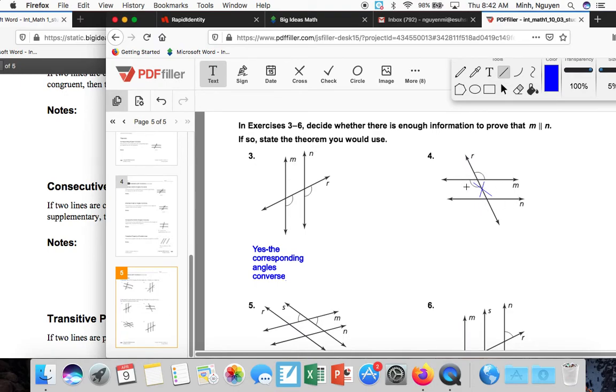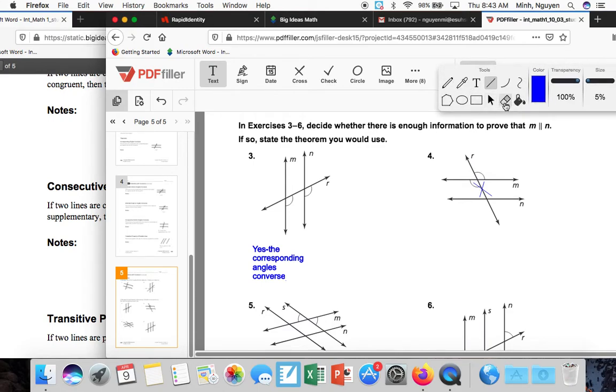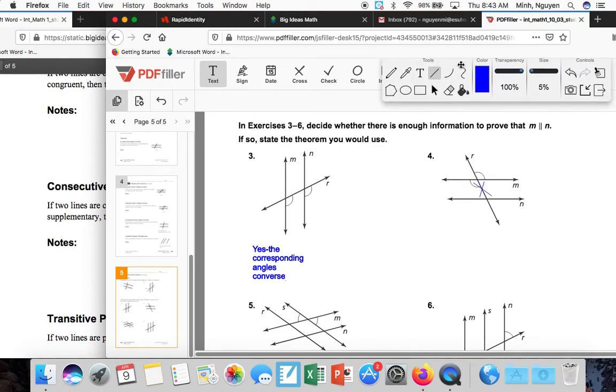So we've covered it's not alternate interiors. We've covered that they're not corresponding. We've covered that they're not alternate exteriors. And the last thing we should check is, do the consecutive interiors add up to 180? We can't say anything about these two. We just don't know. There's no congruent symbol. So the relationship here is vertical. They're vertical angles because they're across from each other and they're equal.